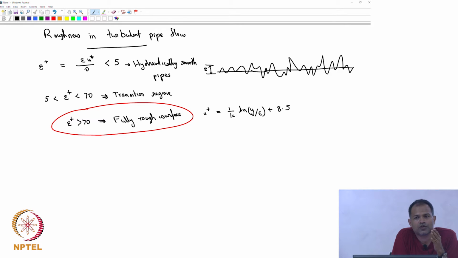But the point is that it's still logarithmic. It's a logarithmic law. The numbers are going to be different, and it's also dependent upon the roughness height. Is that clear? Yeah, the epsilon is the height. This is for a fully rough surface.